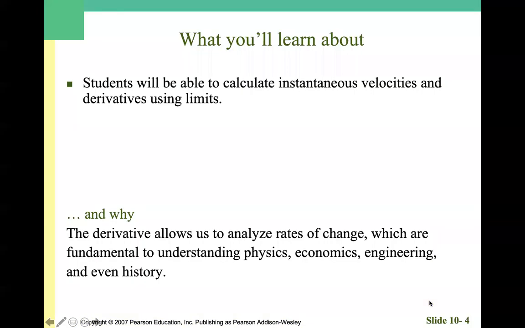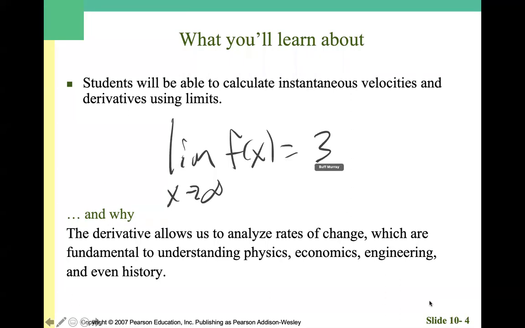Students will be able to calculate instantaneous velocities and derivatives using limits. We've talked about limits this year when we found asymptotes. For example, we said something was a horizontal asymptote if the limit as x approached infinity was some number. Remember doing that? We also talked a little bit about right-hand limits. As far as limits go, the limit as x approaches infinity of f of x, if that was some number like 3, then we said 3 was a horizontal asymptote.